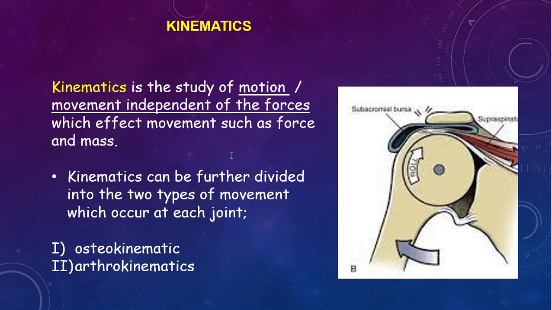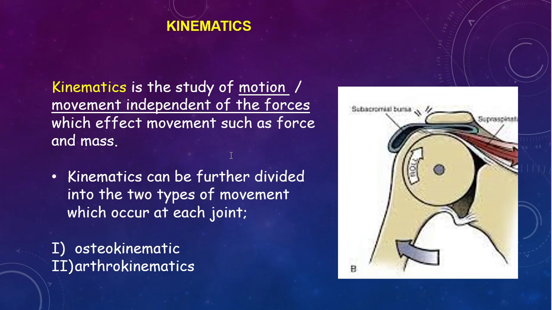That's osteokinematics. So when I ask you to move your arm away from your body, that's what we call abduction in anatomy. That is osteokinematics, because then the humerus is moving away from the glenoid cavity. When I ask you to move your arm straight in front of your body, that is bone moving away from bone, because the humerus is moving away from the glenoid cavity.